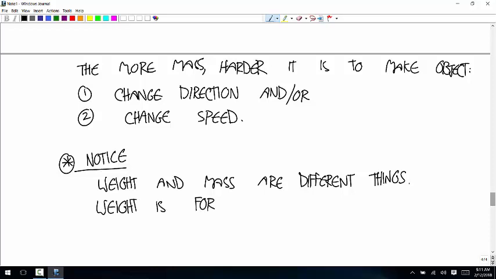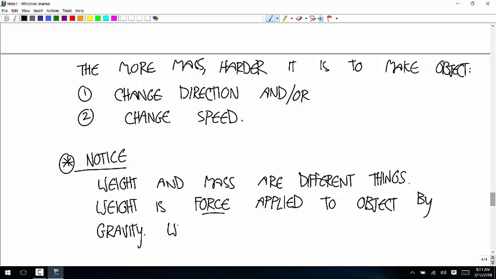Weight is the force applied to an object by gravity. And the weight does depend on the mass, and that's why we relate those two things. The more mass an object has, the harder gravity pulls on that object.